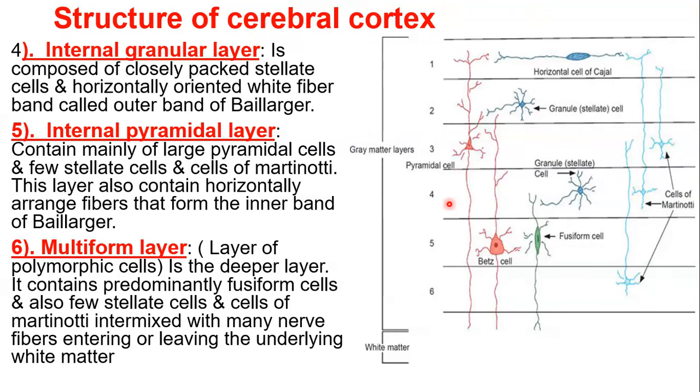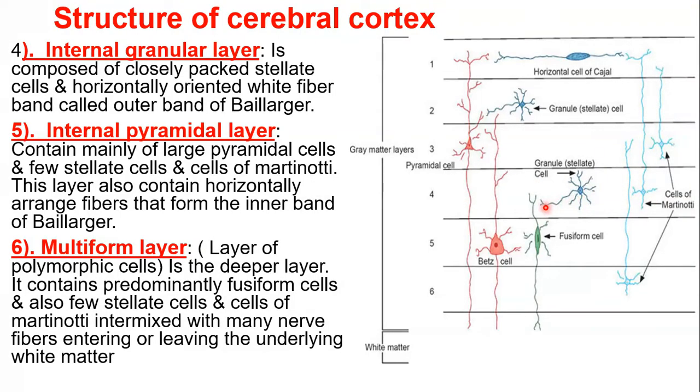The fourth layer is known as the internal granular layer. As the name indicates, this layer contains granular cells which are closely packed, also known as stellate cells, and horizontally oriented fibers. These are horizontally oriented fibers forming a band in this layer.